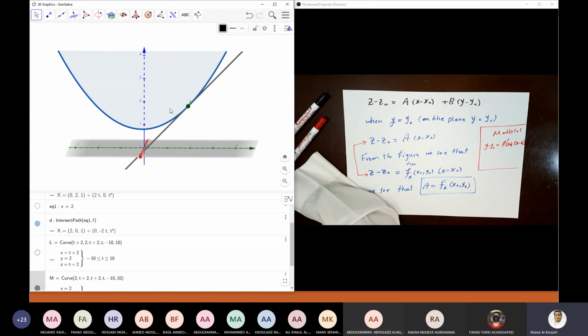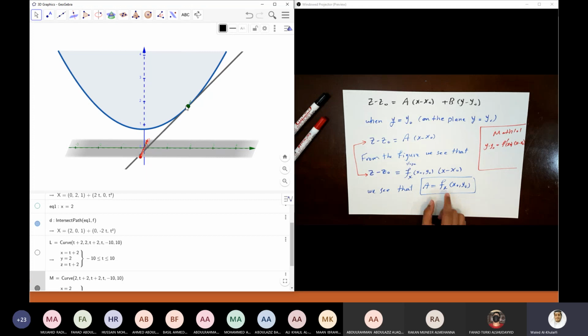How to find the tangent line passes this point? You have to say derivative with respect to y. Why? Because we're making x a constant. And then you are going to have b similarly. I will write here similarly. B equals the derivative of f with respect to y, x naught comma y.